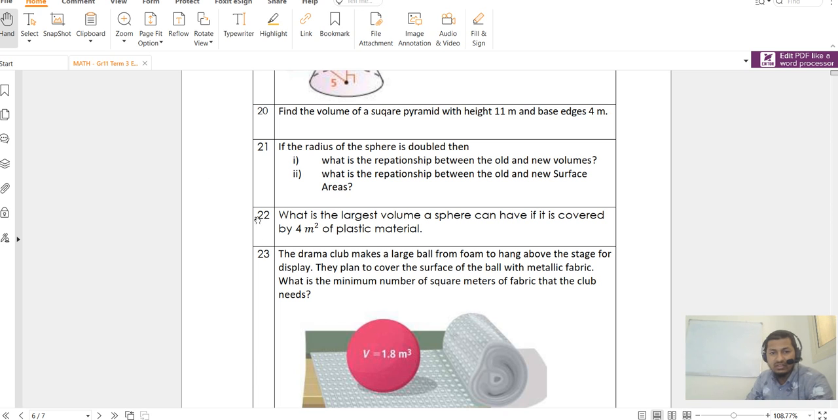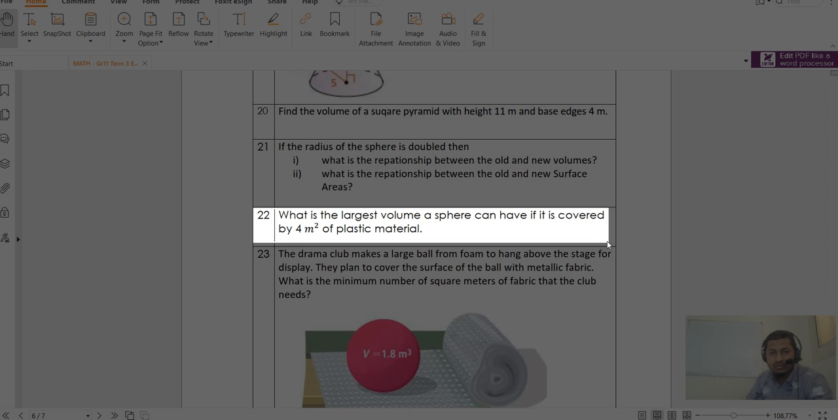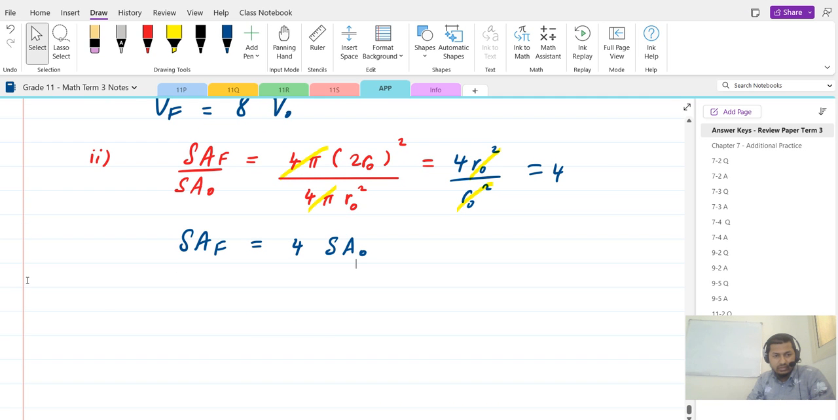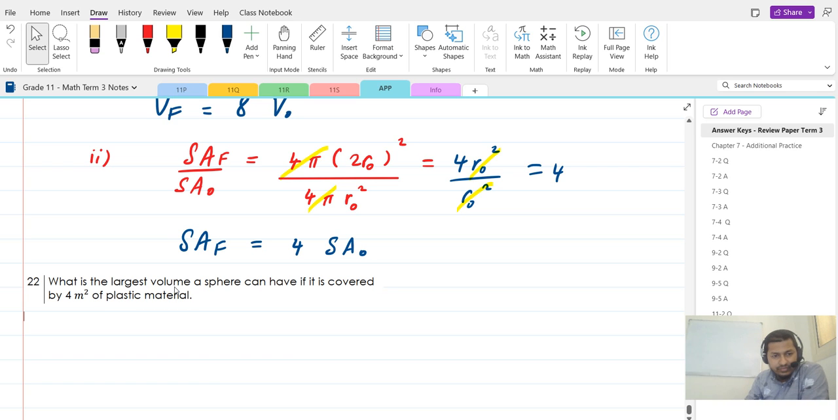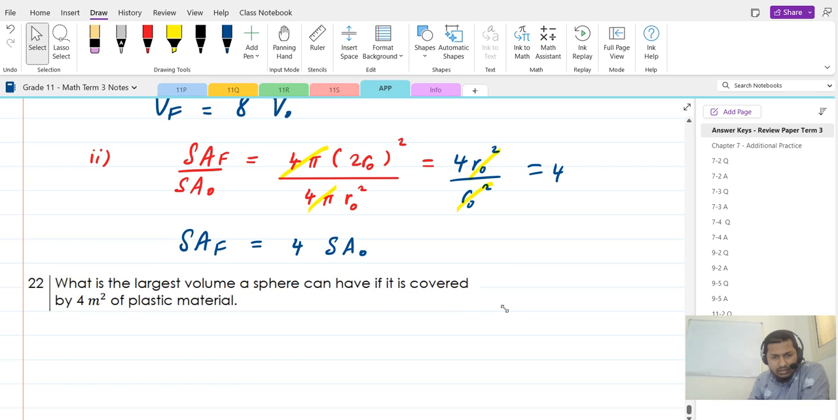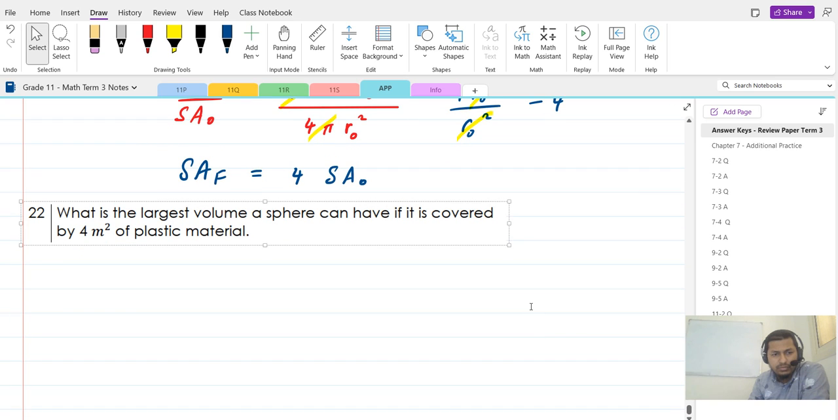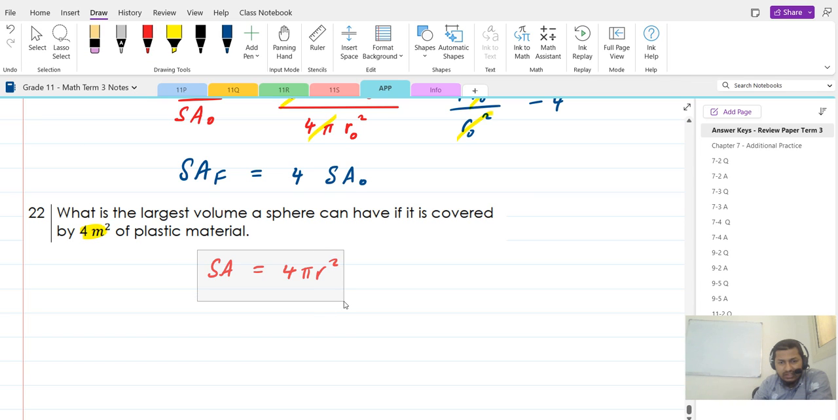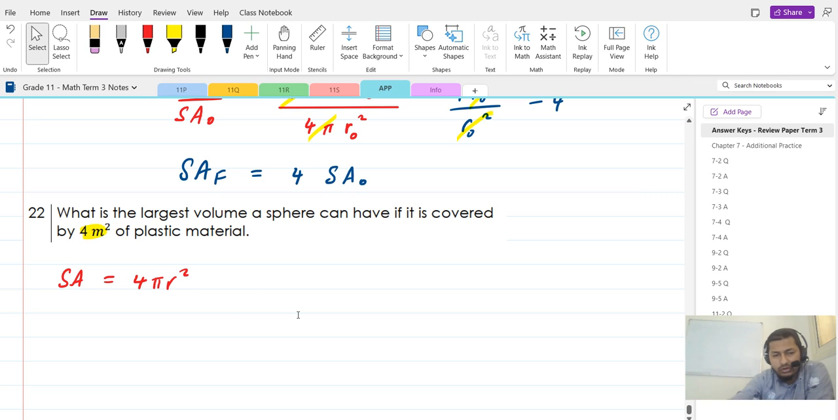Number 22, these are all application problems, not really with diagrams, so you have to imagine the diagrams. What is the largest volume a sphere can have if it is covered by 4 meter squared of plastic material? This 4 meter squared is basically the surface area of a sphere. So surface area of a sphere is 4 pi r squared. That's a formula that we have. But now using this, we need to calculate the volume. 4 pi r squared is already equal to 4 meter squared.